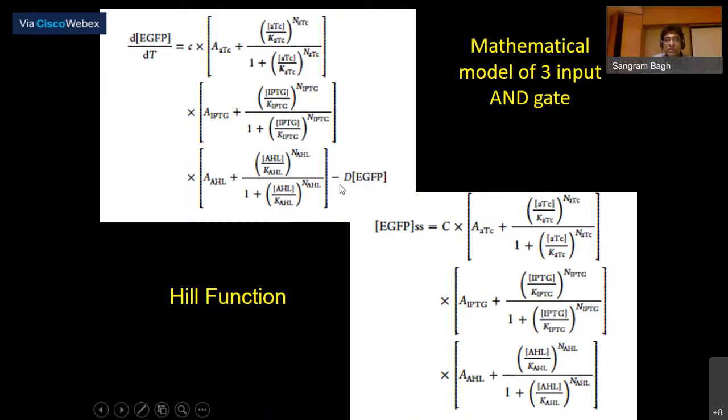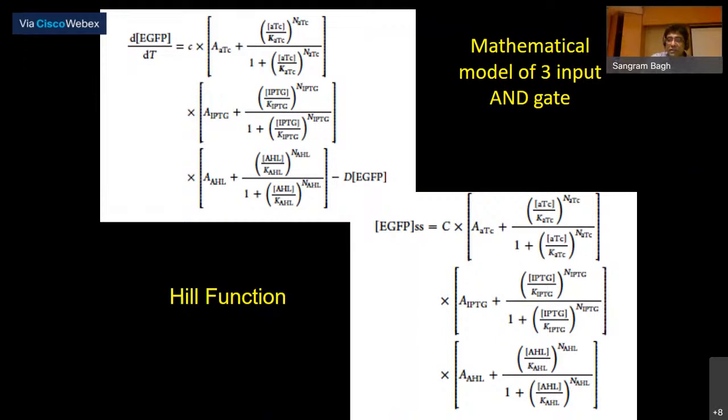So when these two are the same, that means dEJP/dt is equal to 0, which will only happen when the production of EJP and the degradation of EJP are the same. You equate that with 0, and what you get for EJP at the steady state looks like this equation. Now it is much simpler, a single equation. It doesn't have that complicated system of equations.